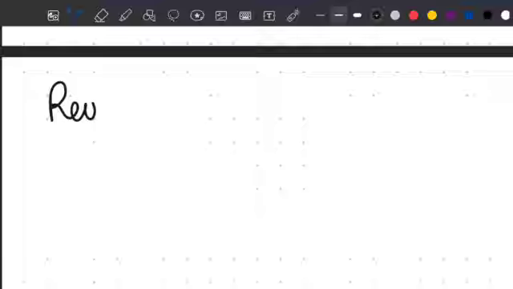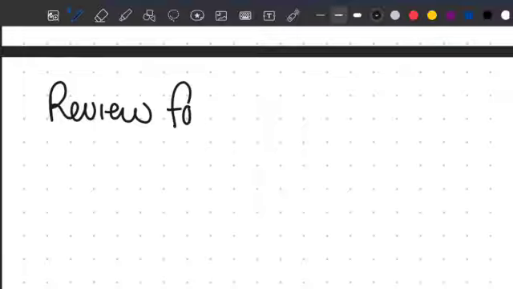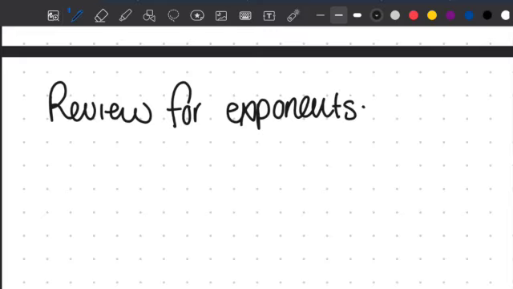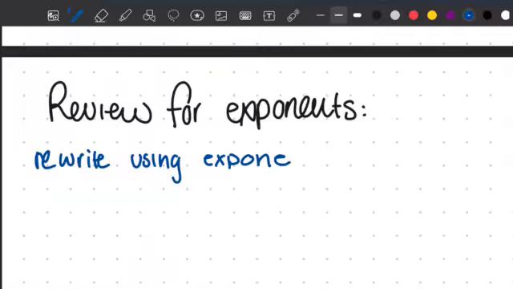So a couple of things that we're talking about here. A little bit of a review on our exponents. Review for exponents. Whenever it says rewrite using exponents, this is a form of simplification. So whenever you're asked to simplify a problem, this might be what you're going to do.